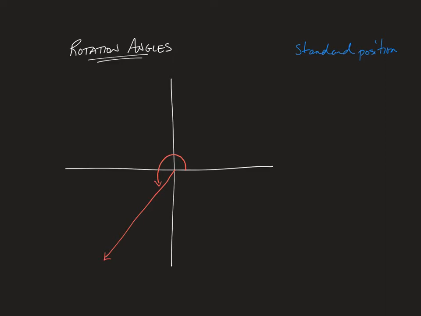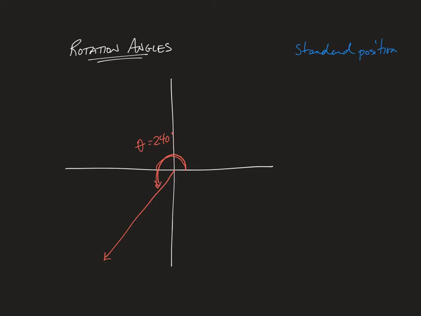There's my terminal arm lying in that position. I would have gone 90, 180, plus an additional 60 degrees. That's going to make that angle, where maybe I call it theta, 240 degrees. I can get my terminal arm to lie in that same position by going in a different direction.